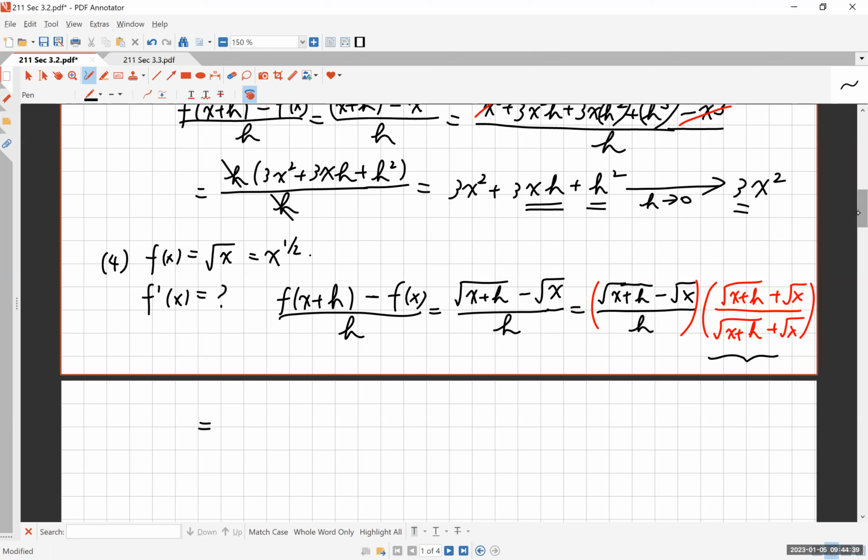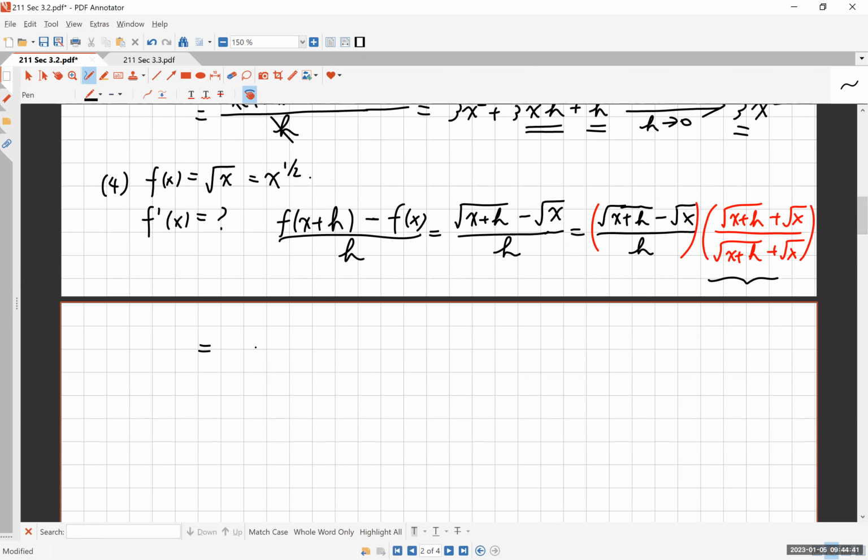Okay, so once you multiply this out, the top is going to be x plus h. Remember, it's a minus b, a plus b. So it's going to be this squared minus this squared. x plus h minus x. That's nice, okay? Now, unfortunately, the denominator gets quite messy.